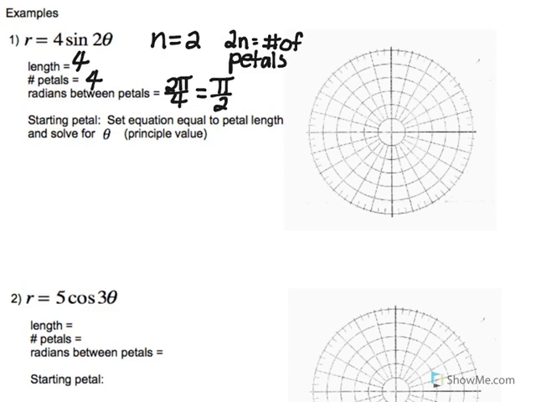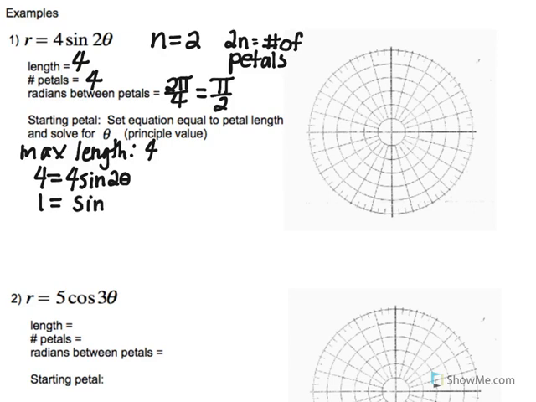Now to find your starting petal, we're looking at the maximum points, or the end points of the petals. The maximum length of the petal is 4, the maximum distance out. So we're going to take our equation and set it equal to the petal length, 4. What you'll notice happens every single time is we can divide that out and get 1 equals 1 sine of 2 theta. We're going to solve this inverse sine equation: 2 theta equals inverse sine of 1, which is pi over 2. We're just looking for the starting petal, so we don't have to worry about all the possible values of theta, because we'll use the distance between to figure that out. If we divide by 2, we get theta equals pi over 4.